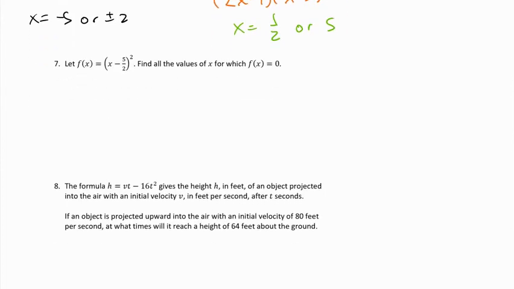If I have a function, I'm going to find the values for x for which f of x is equal to 0. I'm going to set this equal to 0, which means I have x minus 5/2 times x minus 5/2 equals 0. So that means x is equal to 5/2.